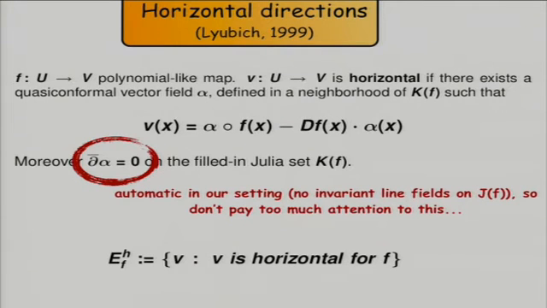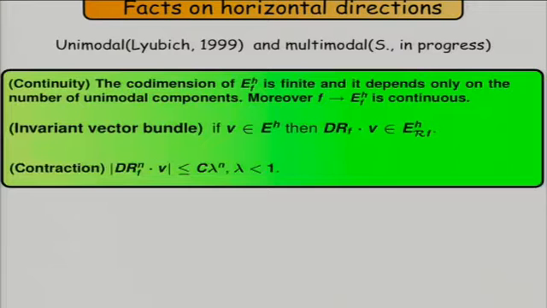So you can define the set of all horizontal vectors with respect to f. For each f, you have the set of horizontal directions, that's a vector space. And what's nice about these horizontal directions is that they are stable directions for the harmonization operator. So one can prove the following. This was proven by Lyubich in the unimodal case. In the multimodal case, I'm doing that. But it's actually not very complicated. It's just to use the arguments of Lyubich in this setting, with little adaptations.